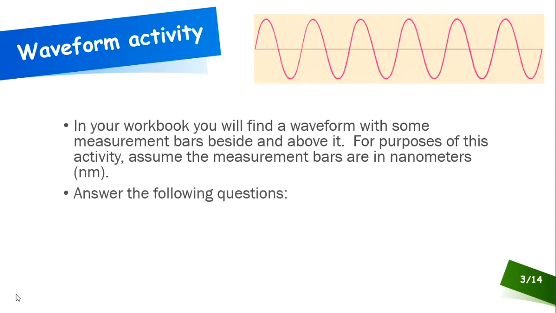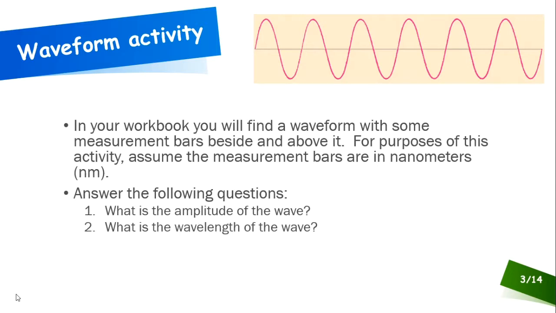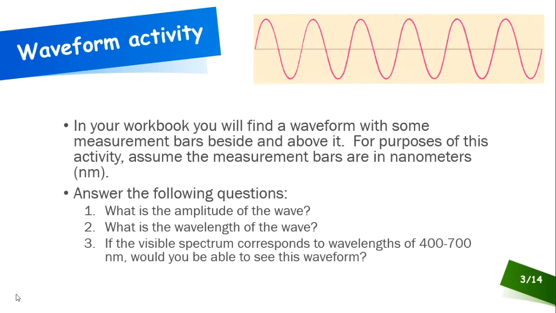I want you to answer the following questions. The first question is, what is the amplitude of the wave? Second, what is the wavelength of the wave? And third, if the visible spectrum corresponds to wavelengths of 400 to 700 nanometers, would you be able to see this waveform? Go ahead, stop the video here, work on these questions, and then when you get ready, come back and we'll see how well you did.